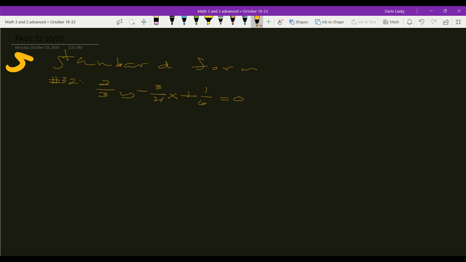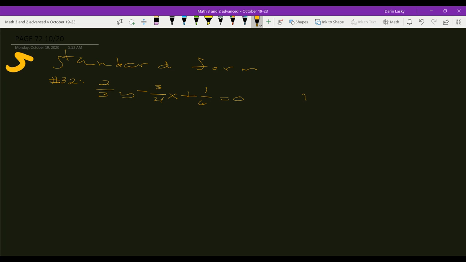So if you guys remember, the whole idea is that you need to have the x's and y's all on one side and the constant here. But they have to be in whole numbers, and we need to rearrange this so it goes x, y, constant. So let's get rid of the fractions and make these whole numbers by multiplying by a number.